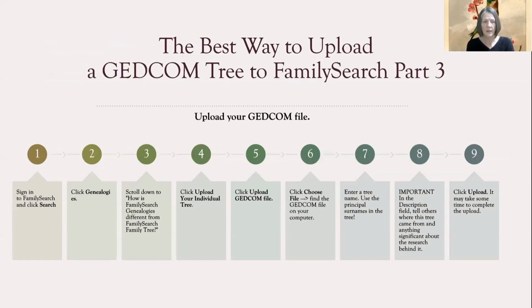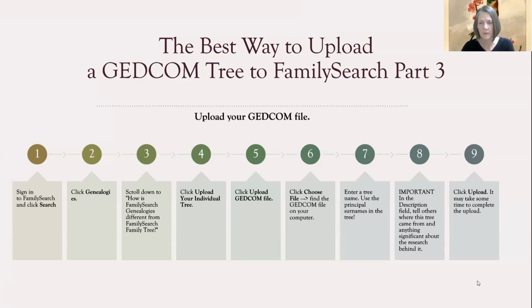So you sign into FamilySearch, you click Search, you click Genealogies, you scroll down to how is FamilySearch Genealogies different from FamilySearch Family Tree. Then you click Upload Your Individual Tree. So you've got to go to the bottom of the page. Just scroll down till it gets to the Upload Your Individual Tree. You can see that down at the bottom. It's not really obvious on the page. You have to scroll down to the bottom, and then click Upload Your GEDCOM file.